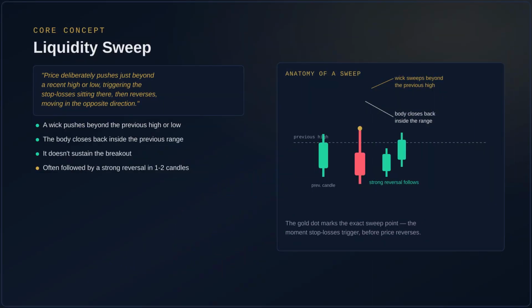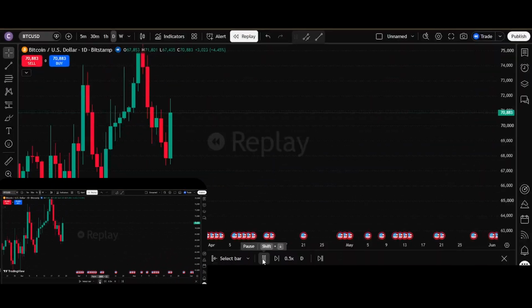Liquidity sweep. A liquidity sweep happens when price deliberately pushes just beyond a recent high or low, triggering all the stop loss orders sitting there, and then reverses, moving in the opposite direction. Visually, it looks like this: a candle with a wick beyond the previous high or low. The candle's body closes back inside the previous candle's range. It doesn't sustain the breakout. This is often followed by a strong reversal in the next 1-2 candles.